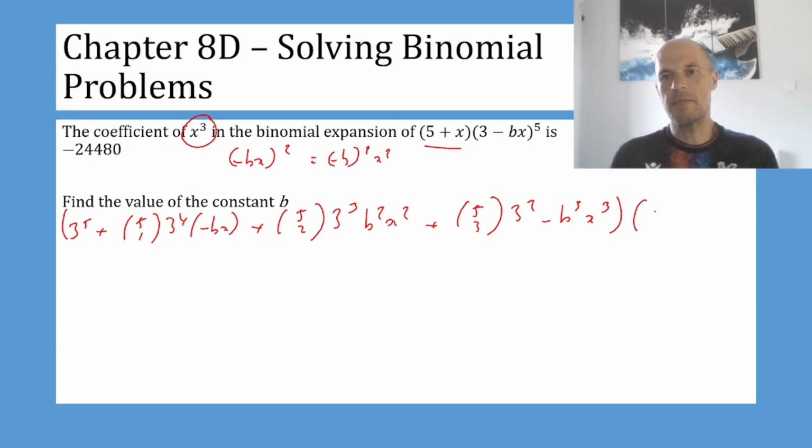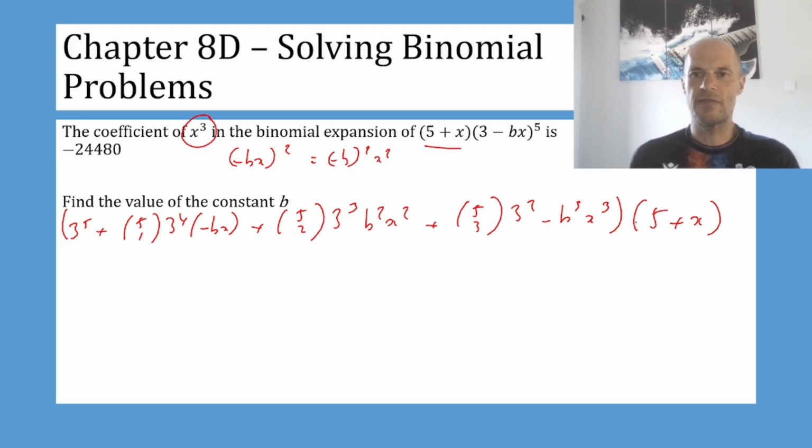Now this is going to be multiplied by (5 + x). Now if I were to multiply all of this by 5, if I multiply the 3 to the power of 5 by 5, has that got anything to do with the coefficient of x cubed? No, it hasn't. We'll just get a random number. What about if I multiply this part here by the 5?